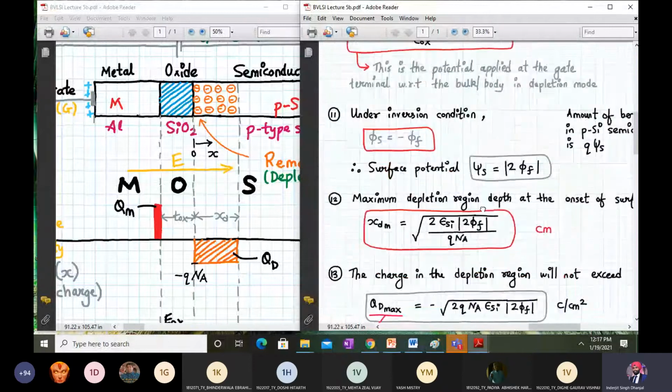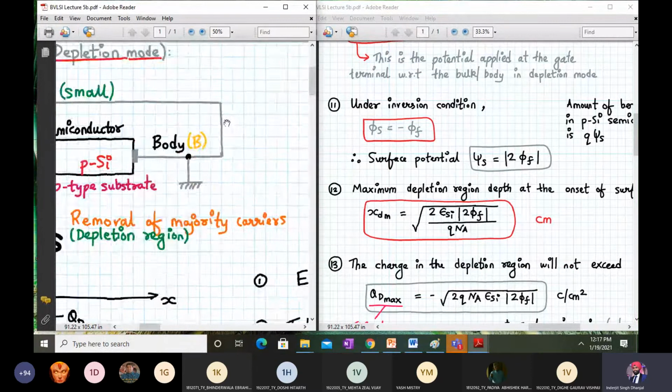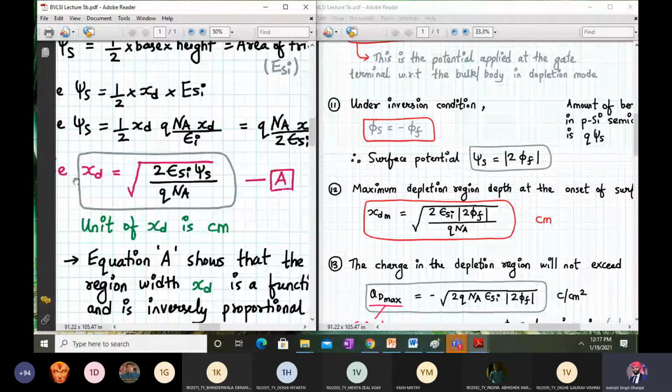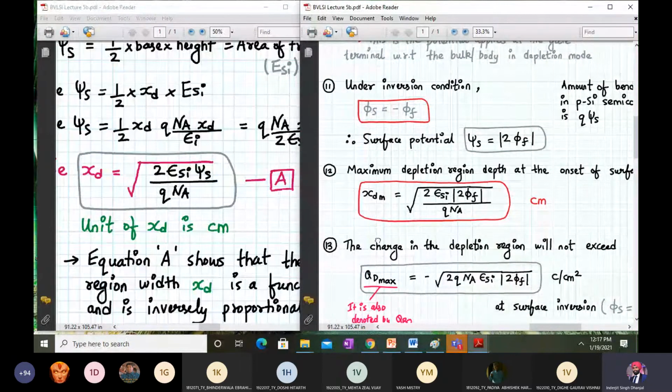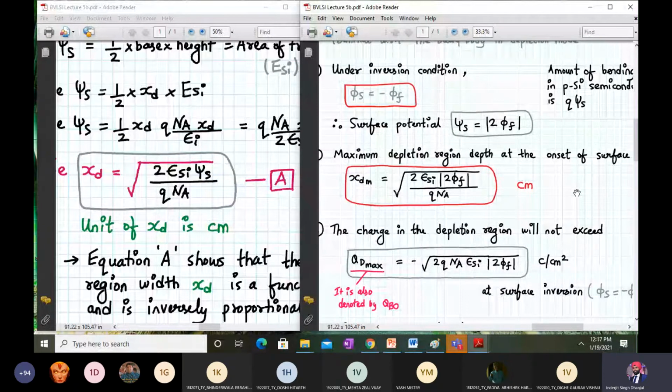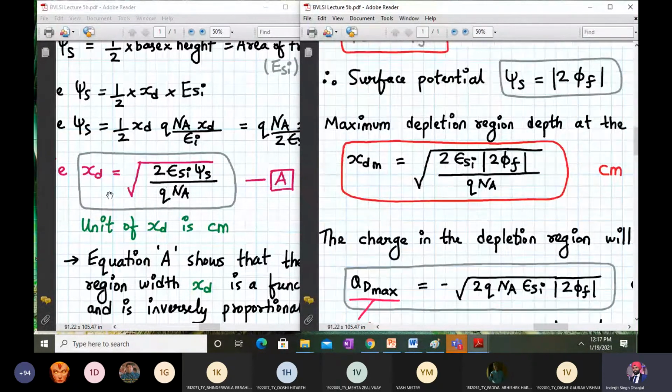So what we will have to do is, we already know the formula for XD. We have to just determine the maximum depletion region depth at the onset of surface inversion. Now I want all of you to note down this formula. In case of depletion mode, we have square root of 2 epsilon Si psi s divided by Q into Na. Now we know that at surface inversion, the amount of band bending, psi s, is equal to twice phi f. The unit is in centimeters. So please note down this formula.